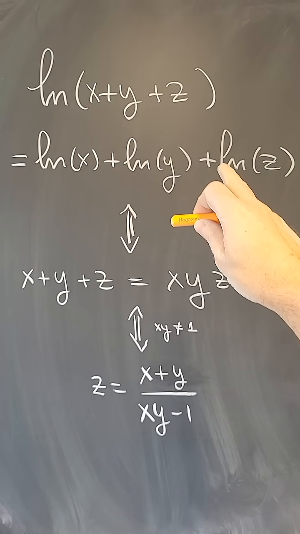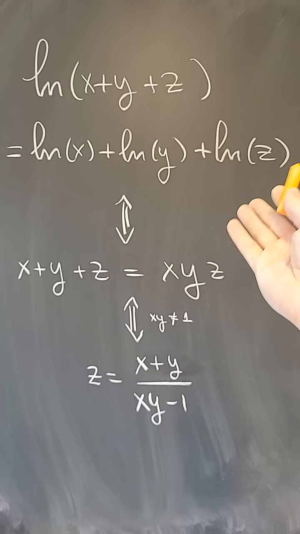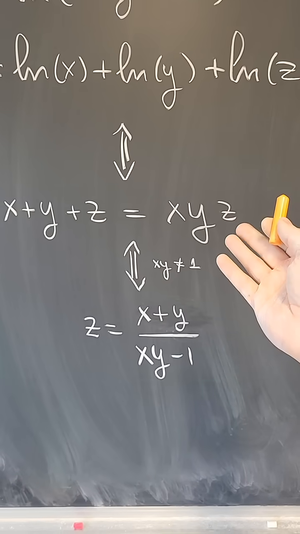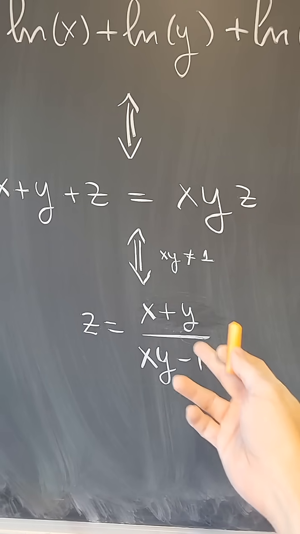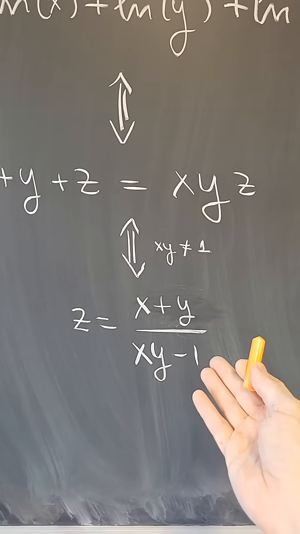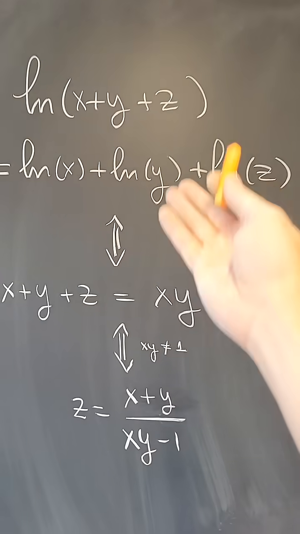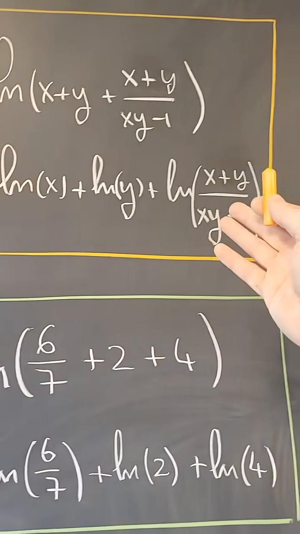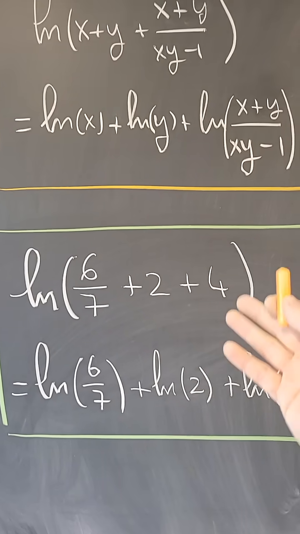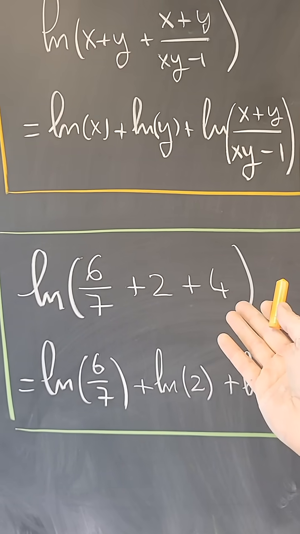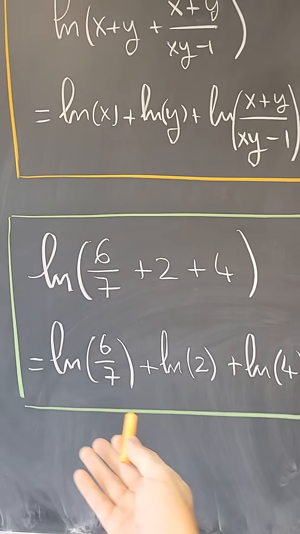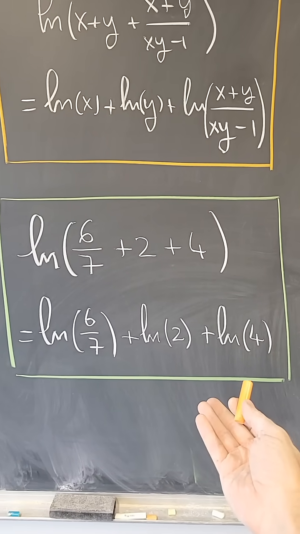The logarithm of the sum of three numbers is equal to the sum of their logarithms. That will be true if and only if this is true. And if I solve for z, as long as the denominator is not 0, then z has to have this value. And if it has this value, it works. So I get an equation of this type for any values of x and y. So for example, when x is 2 and y is 4, the z value is 6/7, and I get this cursed equality.